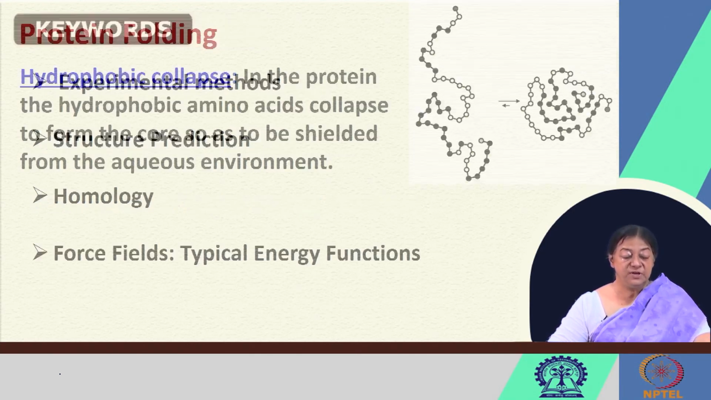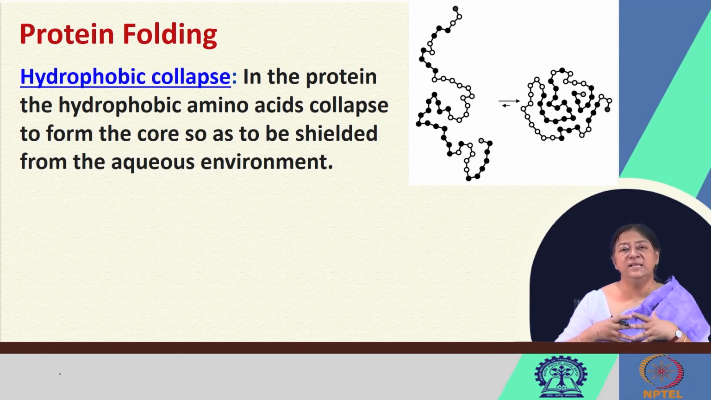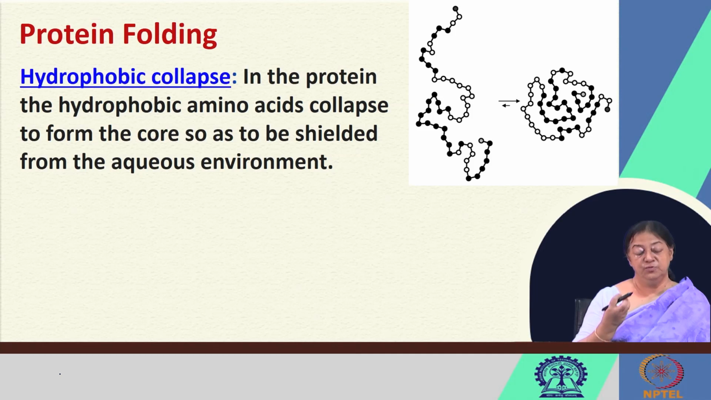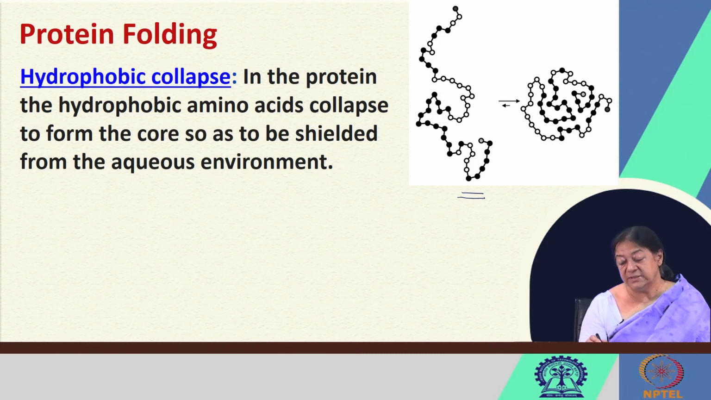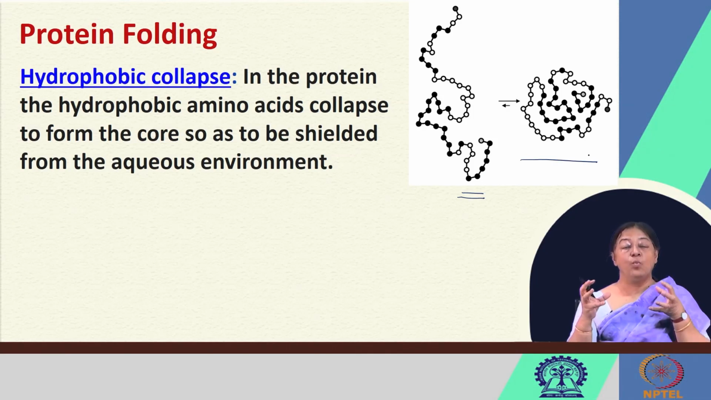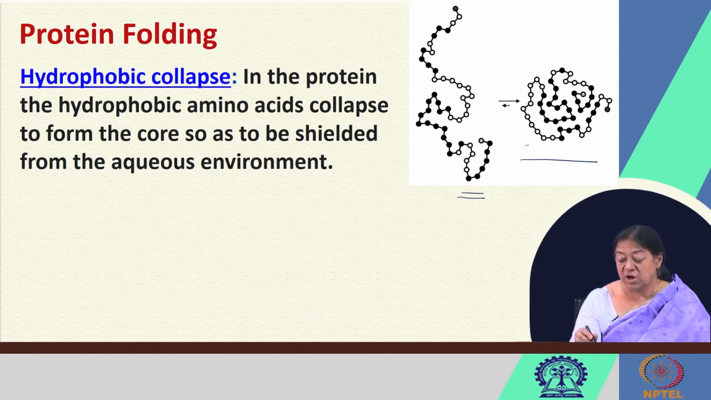If we look at the different ideas related to protein folding, we understood in the previous lectures the hydrophobic collapse. In the protein, the hydrophobic amino acids collapse to form the hydrophobic core. Imagine a protein chain like this, where the black circles are the hydrophobic ones. We would expect that in a folding process, all the black ones would tend to come to the center of the protein, forming a structure like this.